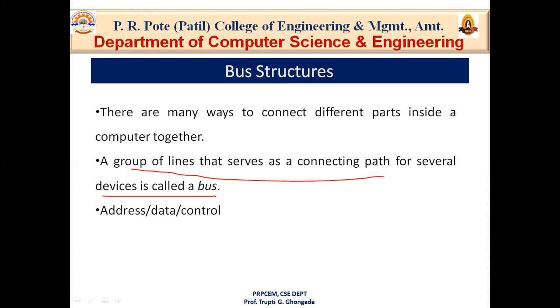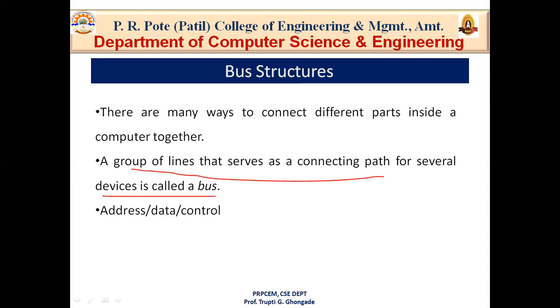Okay, now address bus is unidirectional. Data bus is bidirectional to read and write data, but address bus is always unidirectional. So the CPU sends the address of the memory location or input output port, which is to be written to or read from. Then the next one is the control bus.